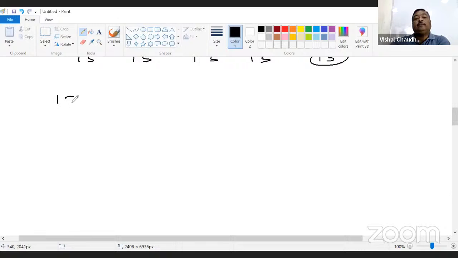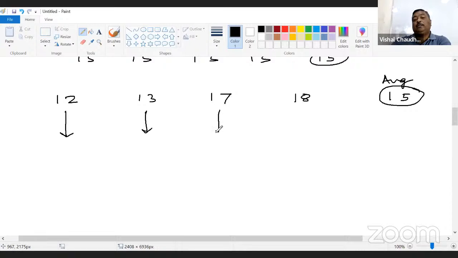Suppose I have the same numbers, I will repeat 12, 13, 17 and 18, and the average we found is 15. Isn't it? This is your average. So if I increase all the observations, let's say by 5, what will be the effect on average?